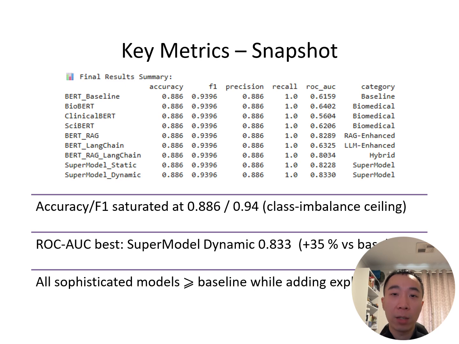Due to the heavy class imbalance, both accuracy and F1 score plateau around 0.886 and 0.94 respectively. However, the ROC-AUC value, more suitable for imbalanced settings, was significantly improved. The dynamic supermodel achieved a ROC-AUC of 0.833, which is a 35% gain over the BERT baseline. All enhanced models surpassed the baseline in both performance and explainability.